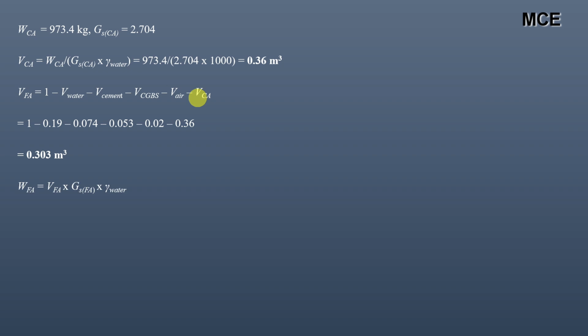Weight of fine aggregates will be volume of fine aggregates multiplied by the specific gravity of fine aggregates multiplied by the density of water. Volume is 0.303. Blended specific gravity of fine aggregates is 2.655 multiplied by the density of water, which is 1000. So weight of fine aggregates for 1 cubic meter is 804.47 kg.